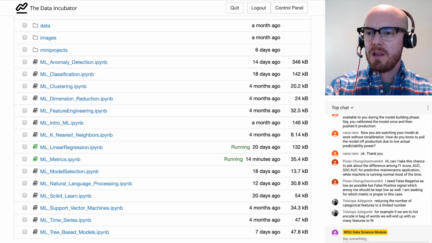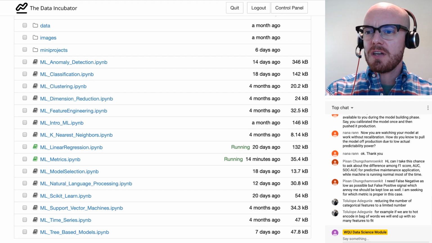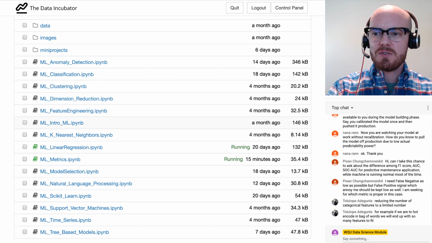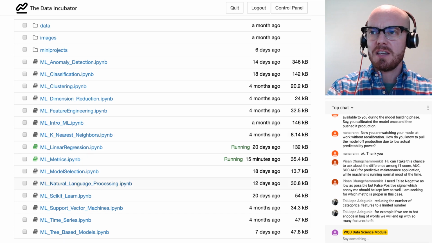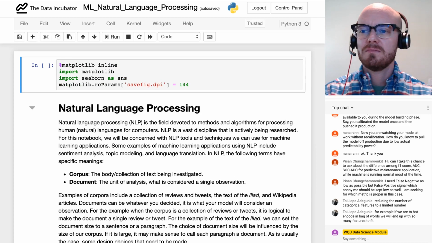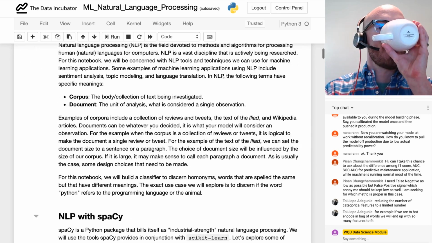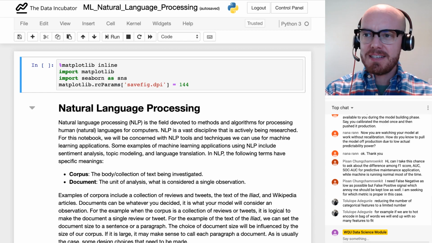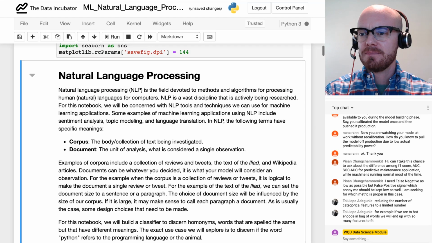Okay, well, let's see here. So we're talking about, Tolulupe is interested in natural language processing in particular. So let's take a look at that.